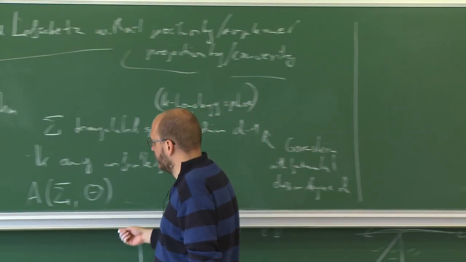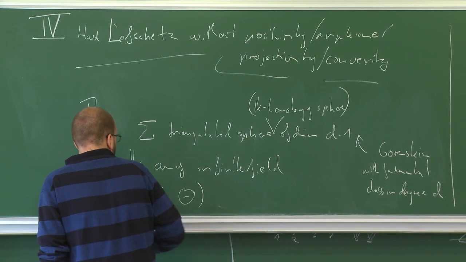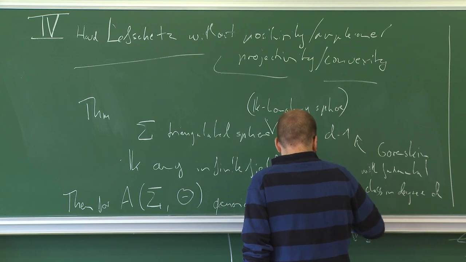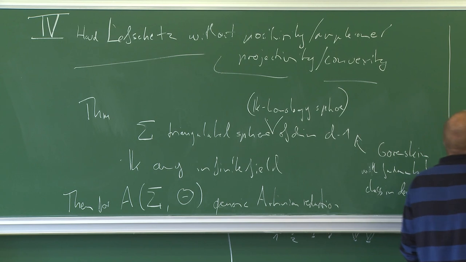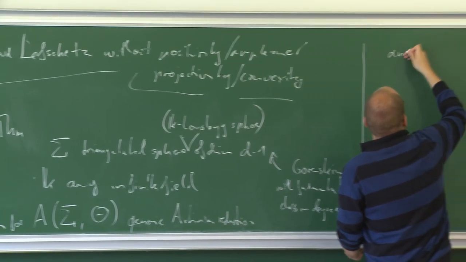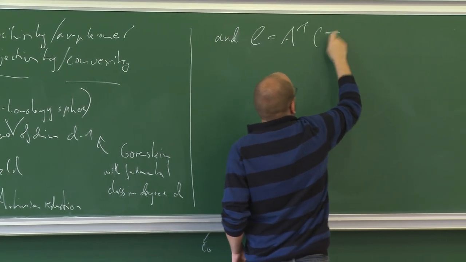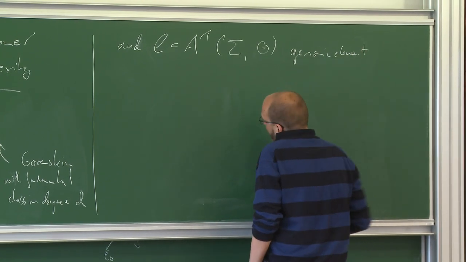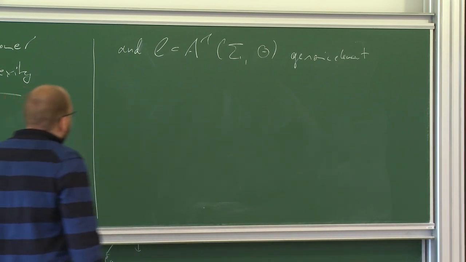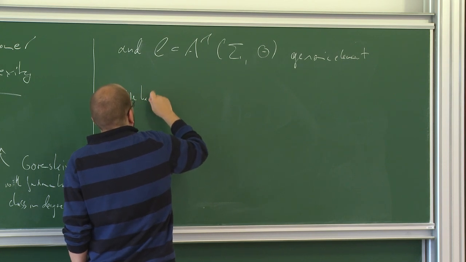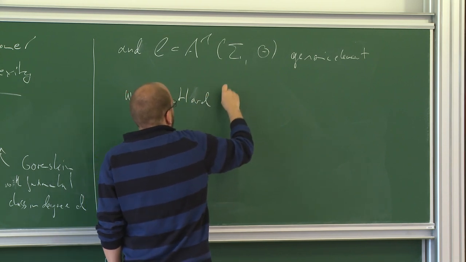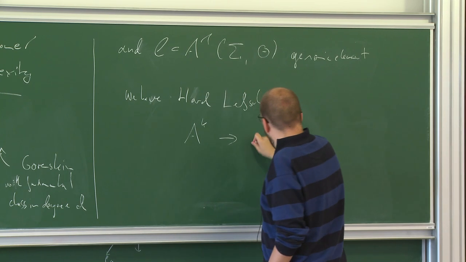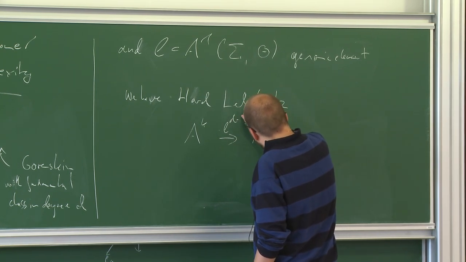All right, and what I'm considering. So then, for this, a generic Artinian reduction and L in A1 of sigma theta, again a generic element. We have the Lefschetz theorem, meaning, all right, so again, an isomorphism from degree k to degree d minus k induced by the power of L to the d minus 2k.